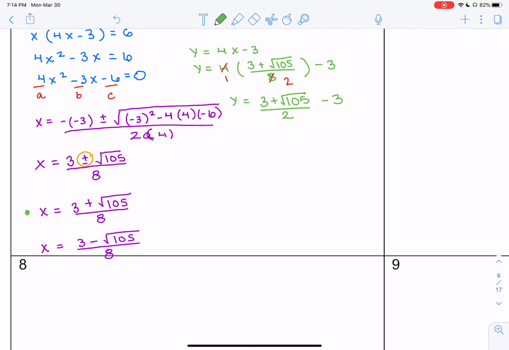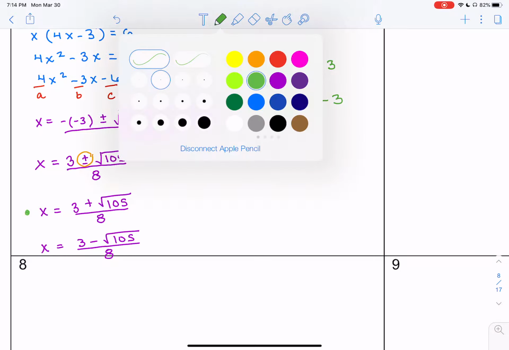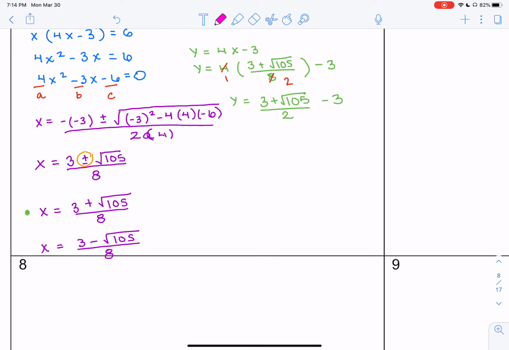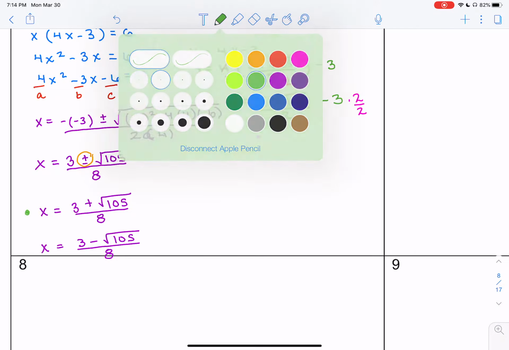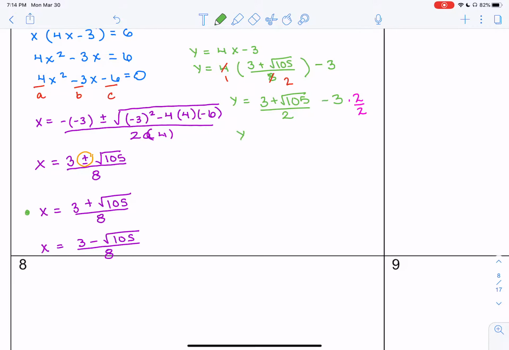The minus 3 needs to be brought into that fraction, so I need to have a common denominator of 2. Okay, so I'm going to multiply by 2 over 2 to get that common denominator of 2. So the minus 3 times 2 is going to become a minus 6. And this is how that will play out.